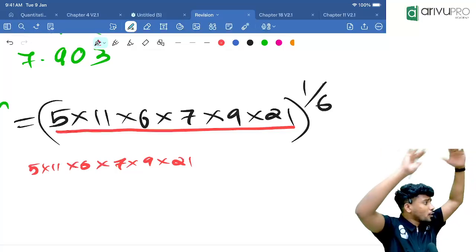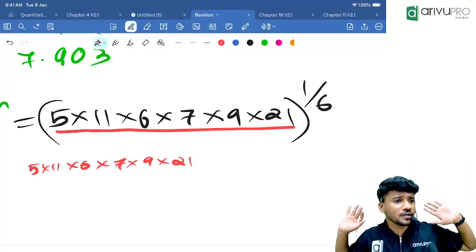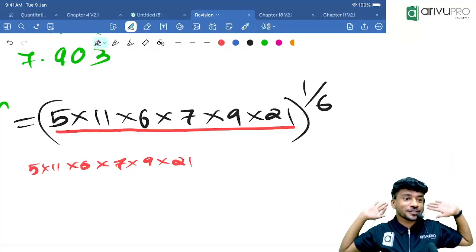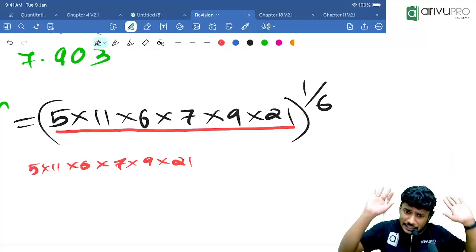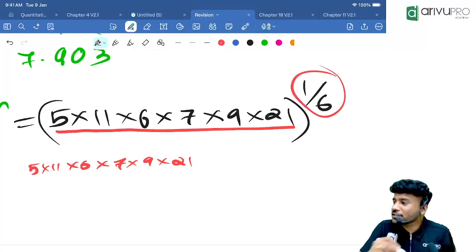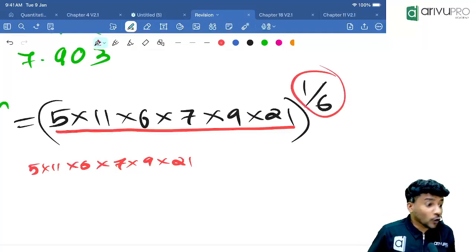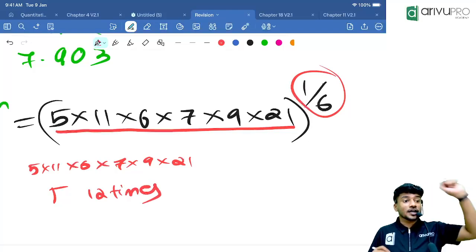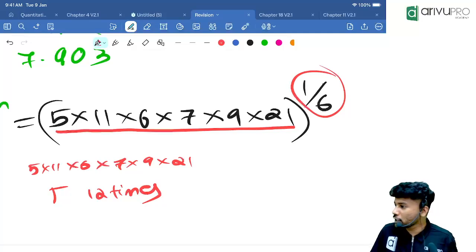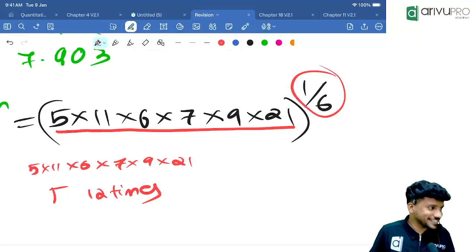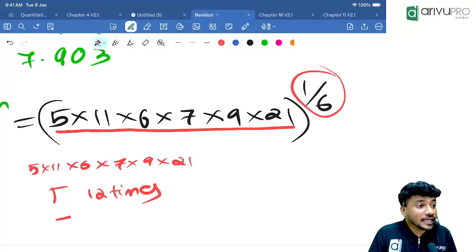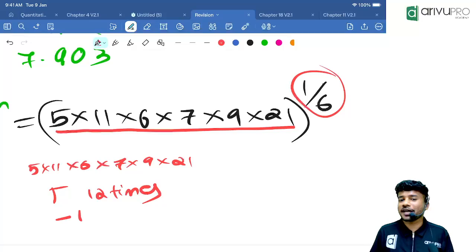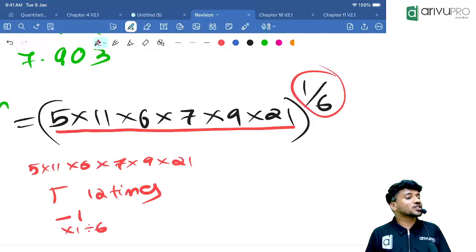5 into 11 into 6 into 7 into 9 into 21. You got some huge value on your calculator, right? Let it be there. Don't do anything. Then, as the power is a decimal or fraction, root, how many times? 12 times. So everyone take your calculator, click root 12 times. Everyone done that? After that, what is the next step? Minus 1. Then into the power, that means into 1 divided by 6. That is the next step.